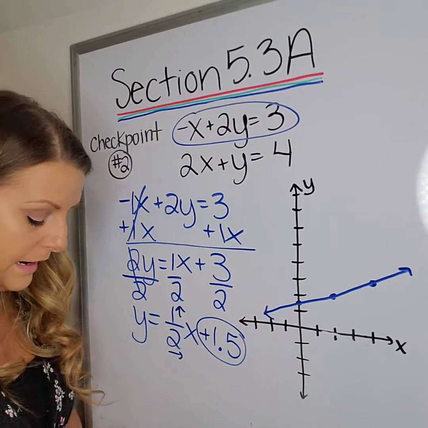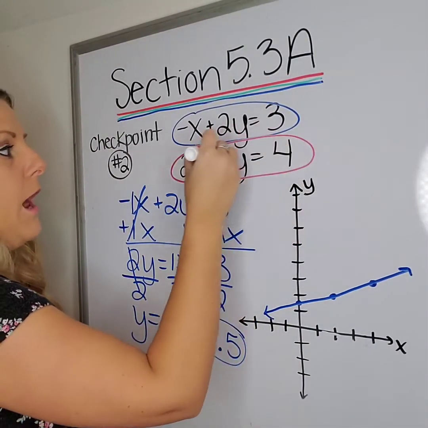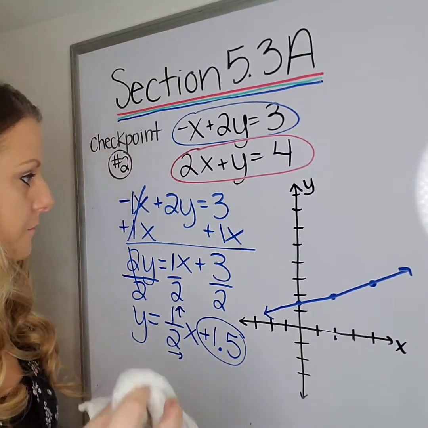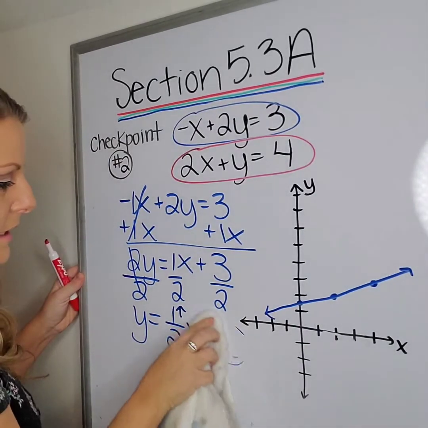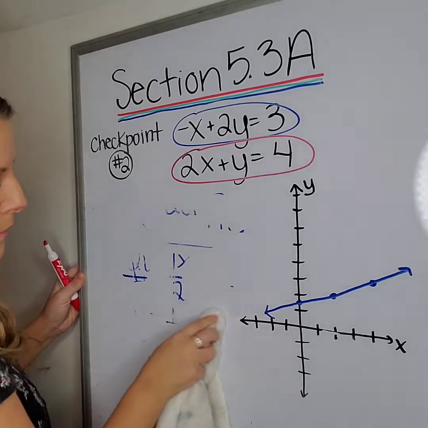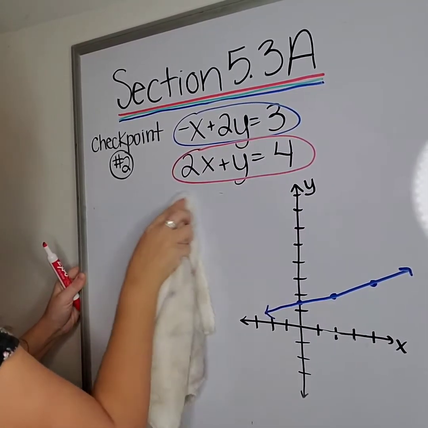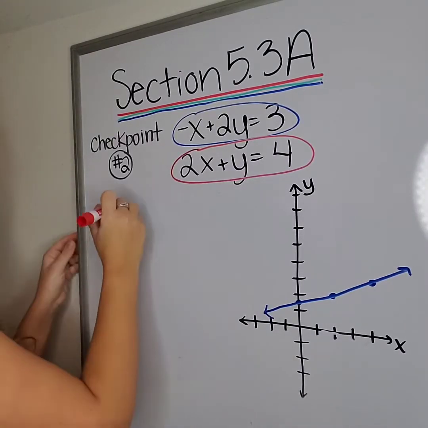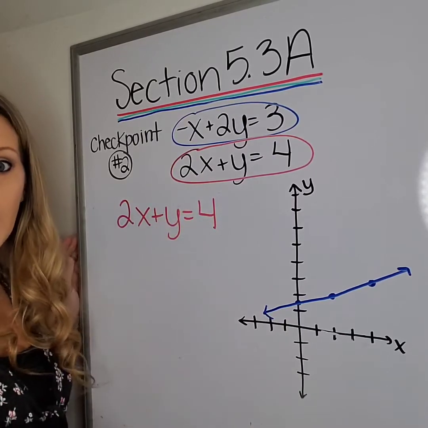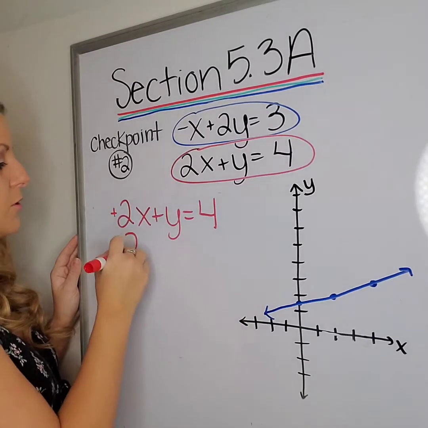Okay? Now I'm going to do the exact same thing with the next equation, which is going to be done in red. Again, you can kind of color code it if you'd like. If not, no big deal. So, erase this. And we'll do the next one in red. 2x plus y equals 4. Okay? We're trying to get y by itself, so we're going to get rid of this positive 2x by subtracting 2x.